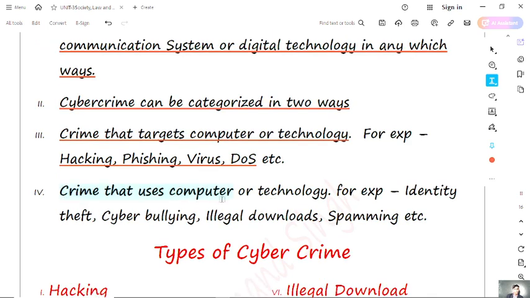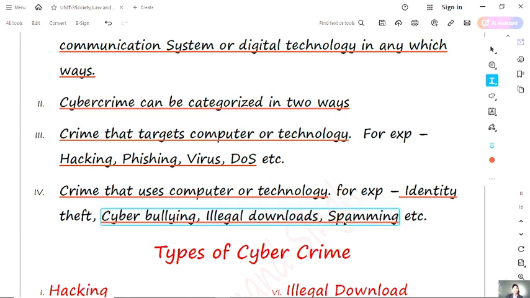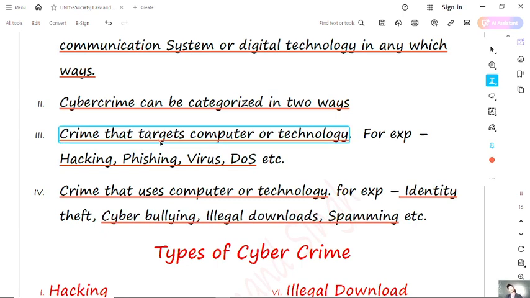Next is crime that uses computer technology, for example identity theft, cyber bullying, illegal downloading, spamming, etc. So cyber crime has been categorized in 2 ways. First, you target the computer technology. Next, the users get targeted from there.